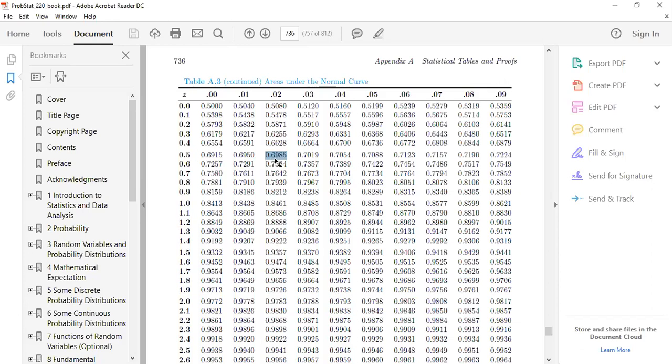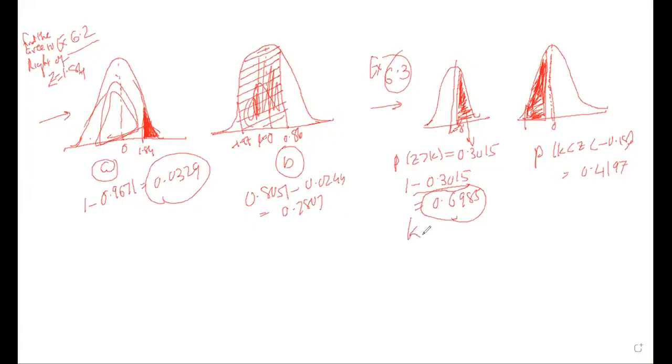If you are given, suppose, 0.698384, that number you cannot see on this table. So at that time, we are going to consider this part. So here it is 0.5 and 0.02, 0.52. So my k value is 0.52. Same here, my k is equal to 0.52.